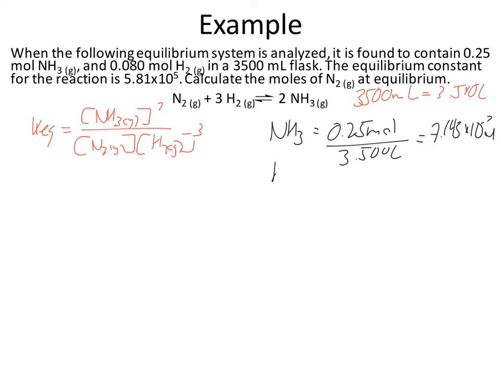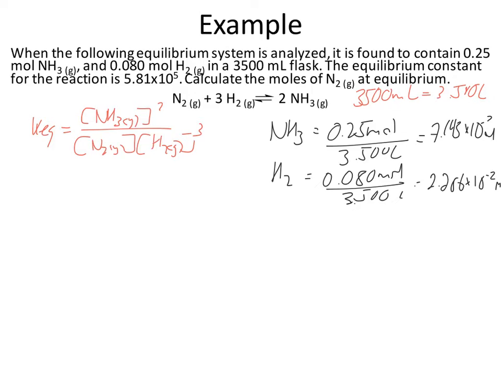For H2, we get 0.080 mole divided by 3.500 liters, and we get 2.286 times 10 to the negative 2 molar. Okay, so we have our concentrations. We are looking for N2, so we have everything that we need.